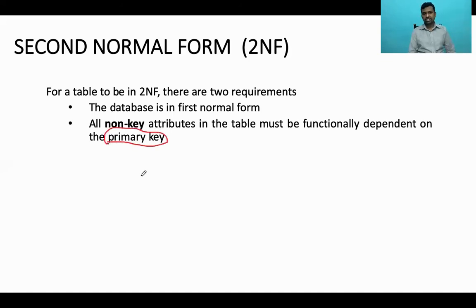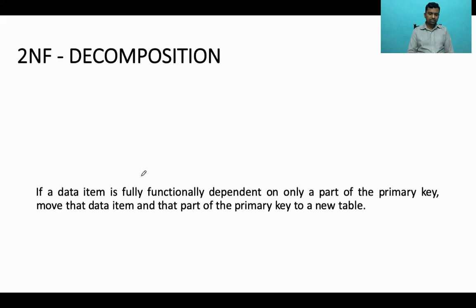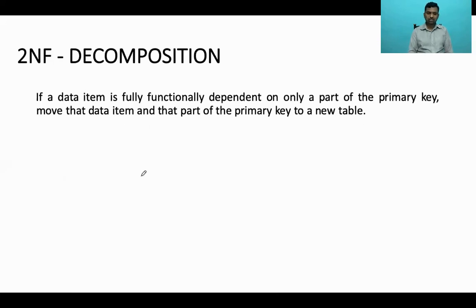What was my primary key in the table? ISBN number or the author ID or the publisher ID, right? So it is functionally dependent. It must be functionally dependent on the primary key. Good. So let us take this. How to decompose? If the data item is fully functionally dependent on only part of the primary key, move the data item and that part of the primary key to a new table.